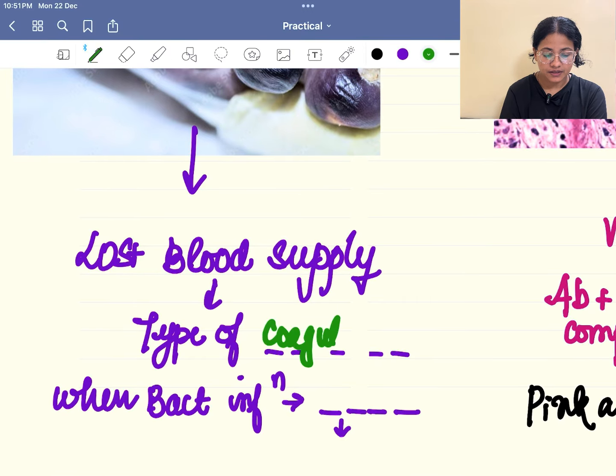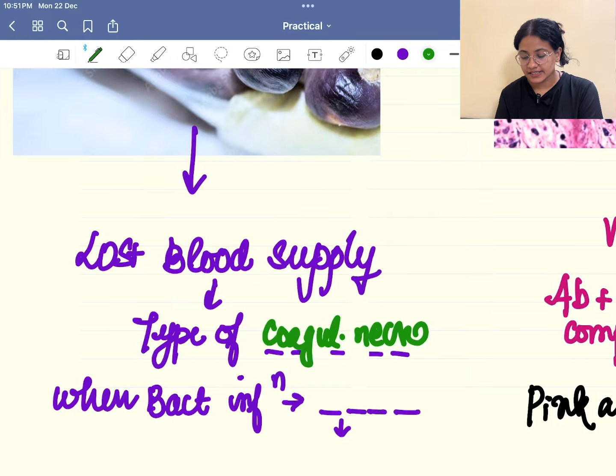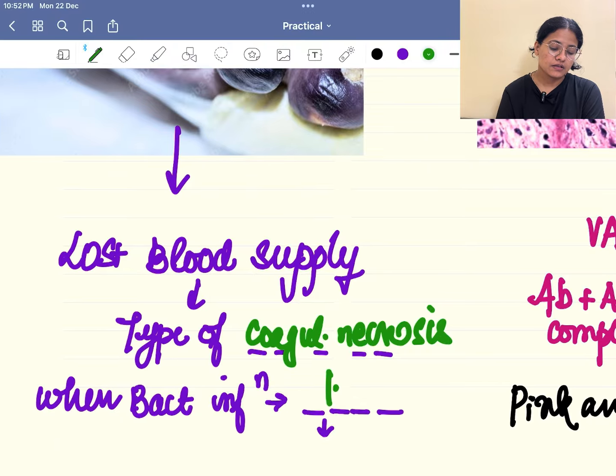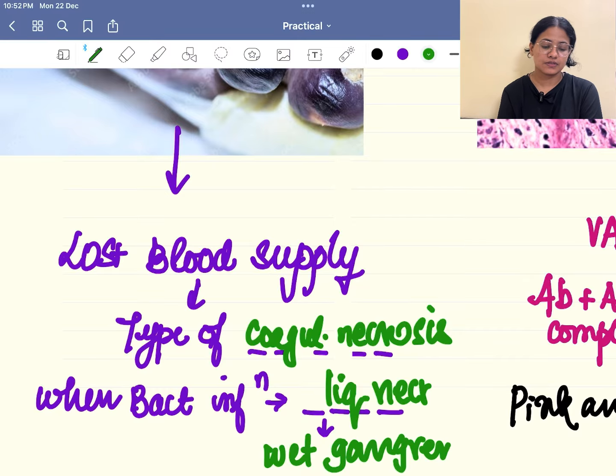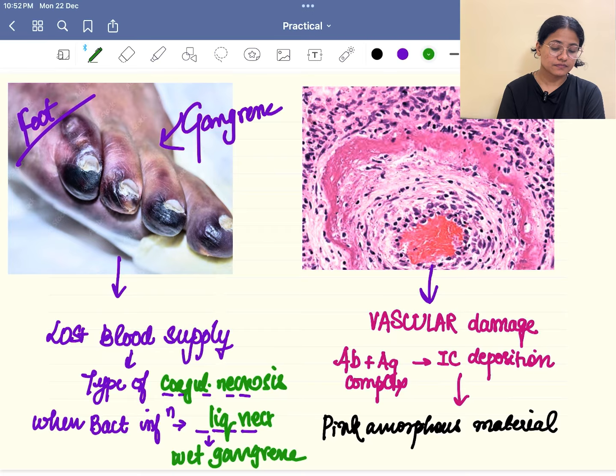Okay, but when there is a bacterial infection, when it is superadded, what will happen? There will be enzymatic degradation. So we know that enzymatic degradation happens in what type of necrosis? In liquefactive necrosis. Okay, so when there is bacterial infection, liquefactive necrosis, it is known as wet gangrene. So please remember it, gangrene is a type of coagulative necrosis. Next, coming to another.